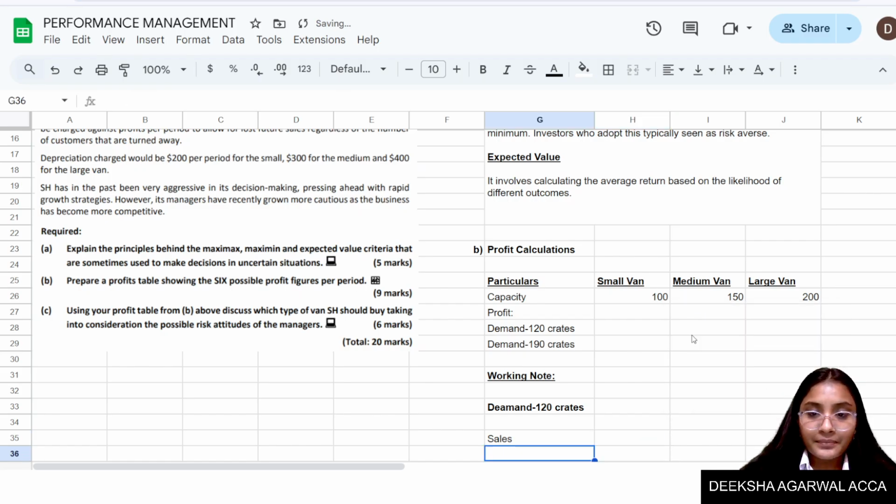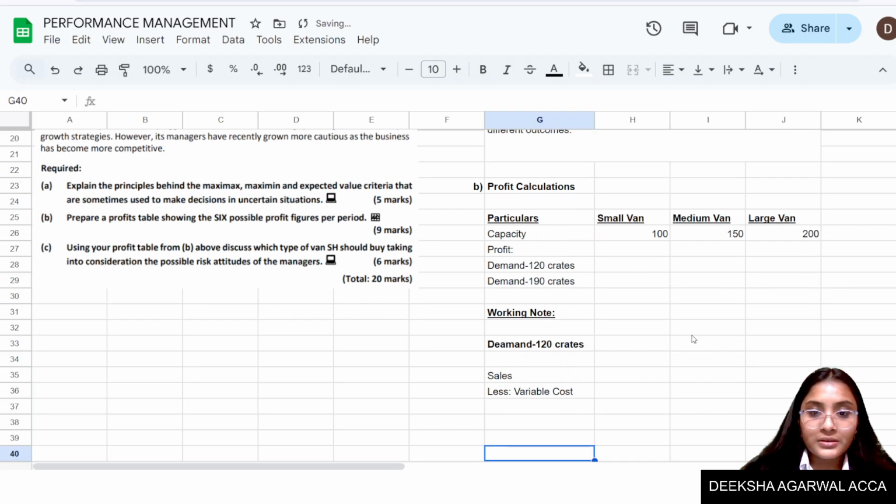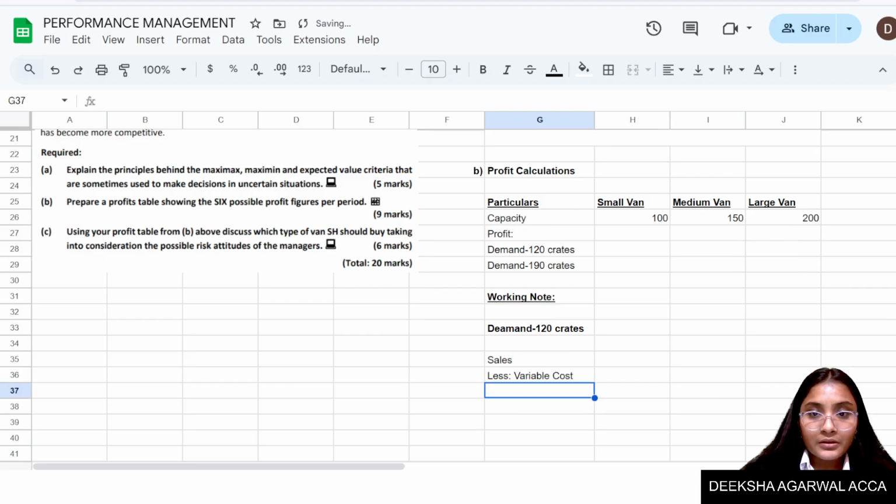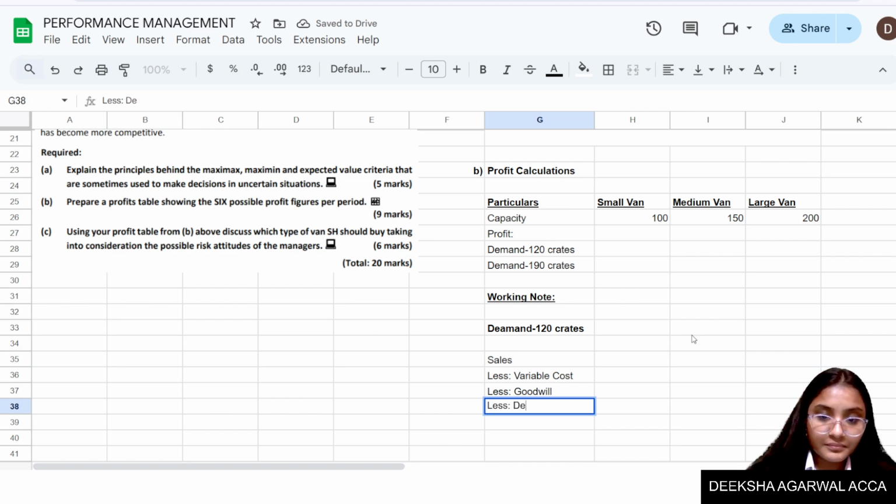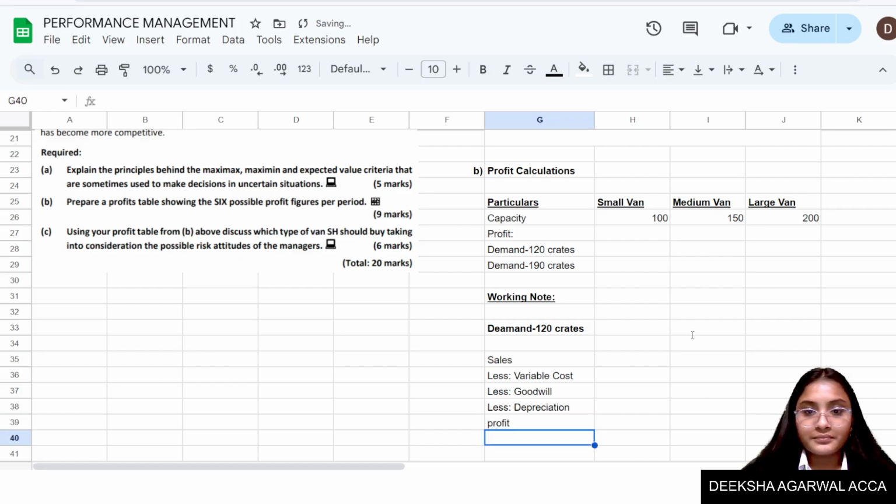So first of all, sales. Let's write before writing the figure: variable cost. So you got your goodwill. Then there will be your less depreciation. You got your profit figure. So this is what your profit figure is.